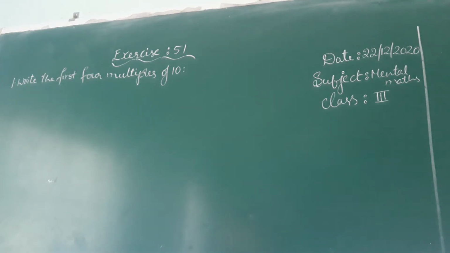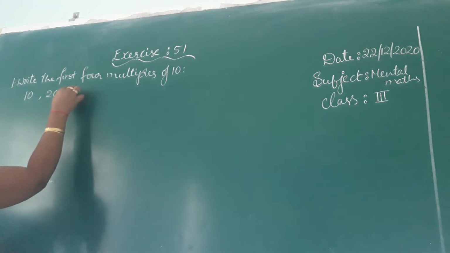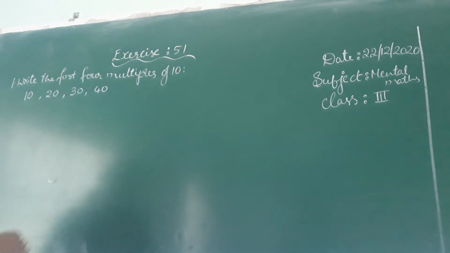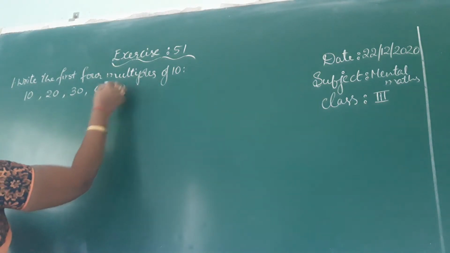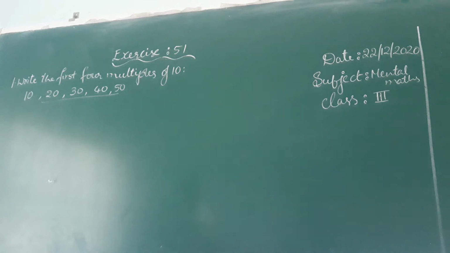So what are the first four multiples of 10? 10 ones are 10, 10 twos are 20, 10 threes are 30, 10 fours are 40. These are the first four multiples of 10.